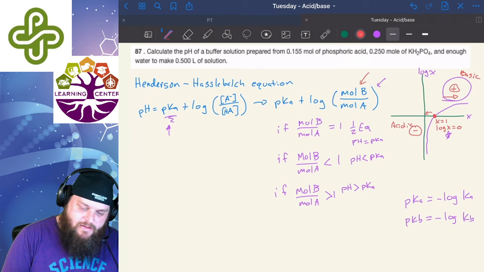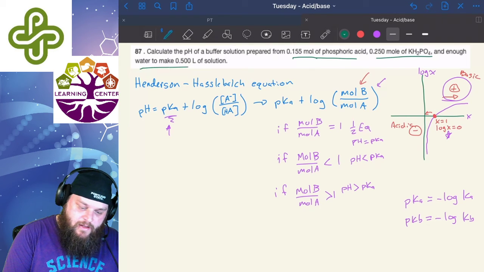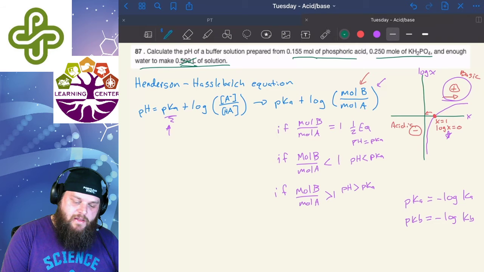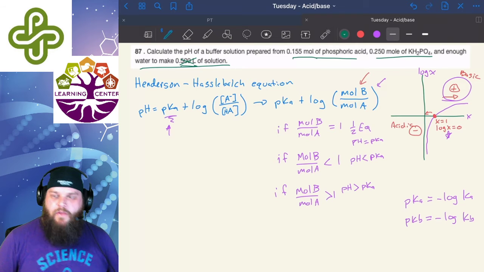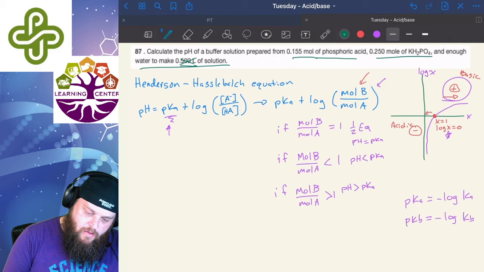So now let's actually run through and do the numbers for this. They're telling us the moles of phosphoric acid and the moles of the base, and they give us enough water to make this much solution. Like I said, in this buffer solution, we don't really care how much that volume is. So I'm just going to completely ignore that. And we are going to determine what this is.